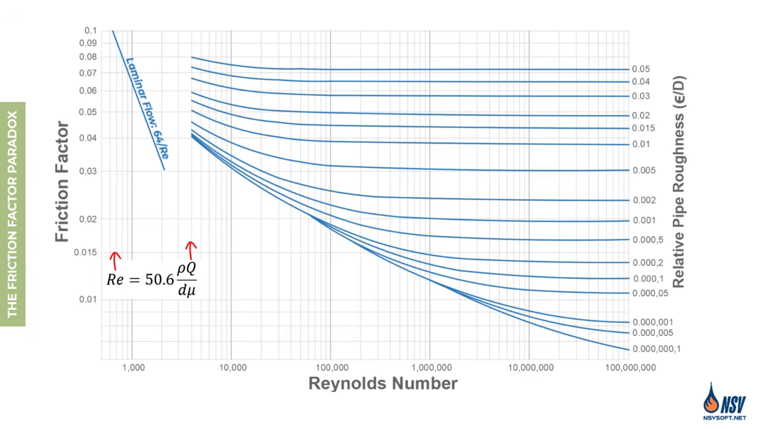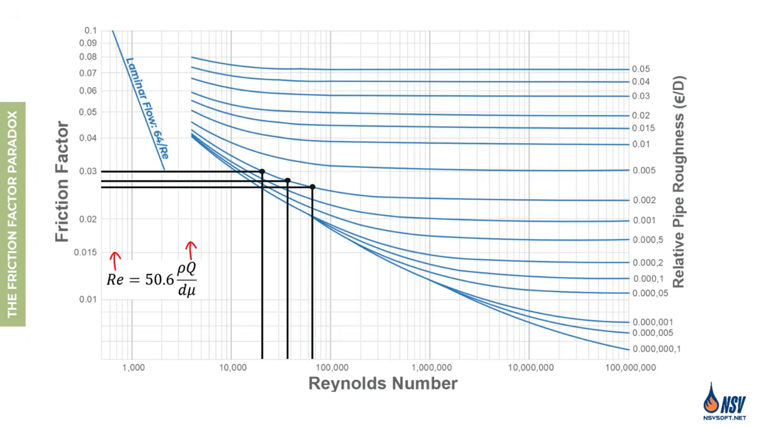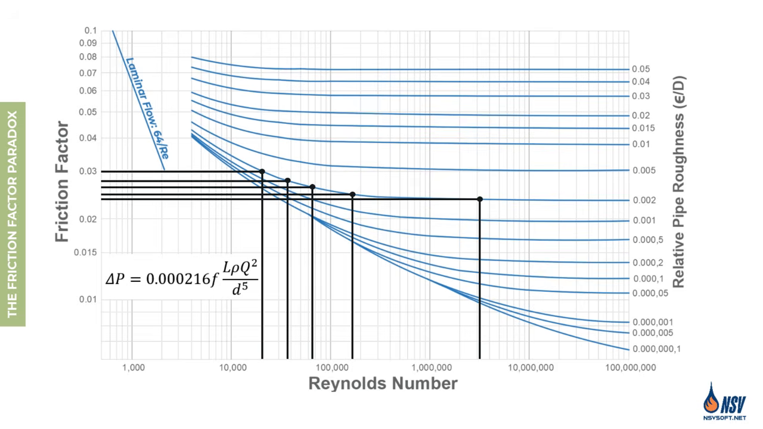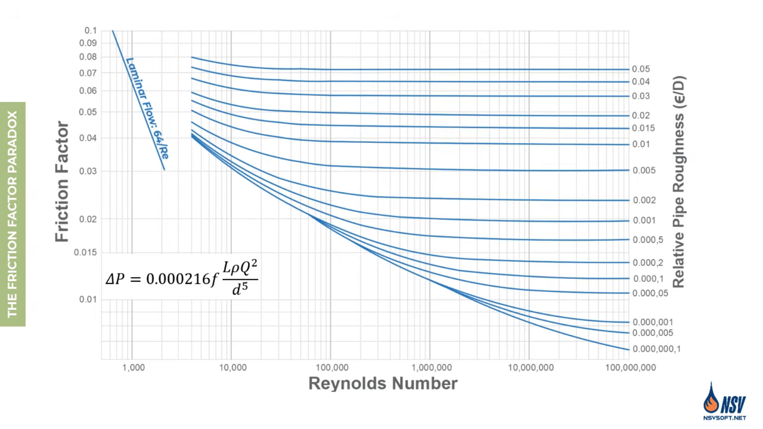On the other hand, if we look at the Moody diagram, we see that for any given pipe, as the Reynolds number increases, the friction factor actually decreases. According to the Darcy-Weisbach equation, a lower friction factor should reduce the pressure loss. So, what's going on here? The key point is that the friction factor is not the primary driver of pressure loss.